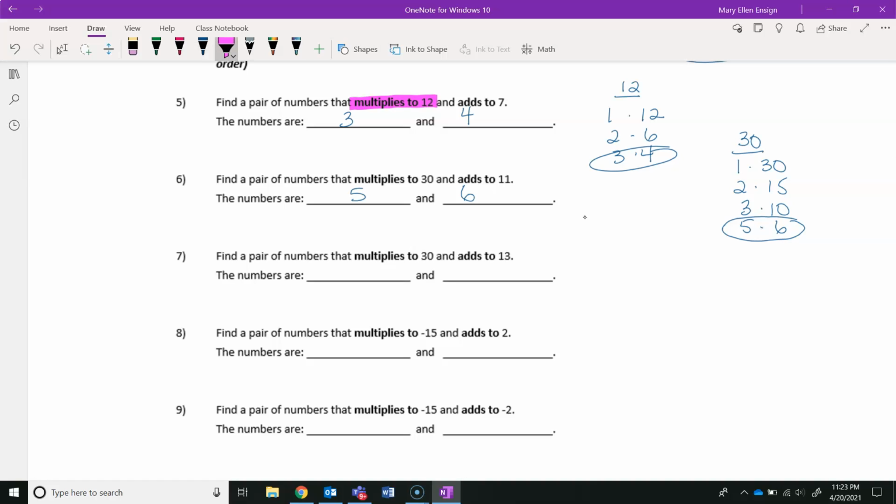Next we have one that also multiplies to 30, but this time we want it to add to 13. Well, we can see if we look over in our same list, here's the pair of numbers that adds to 13. So we get 3 and 10. Okay, so we're finding a pair of numbers that makes both of those things true.